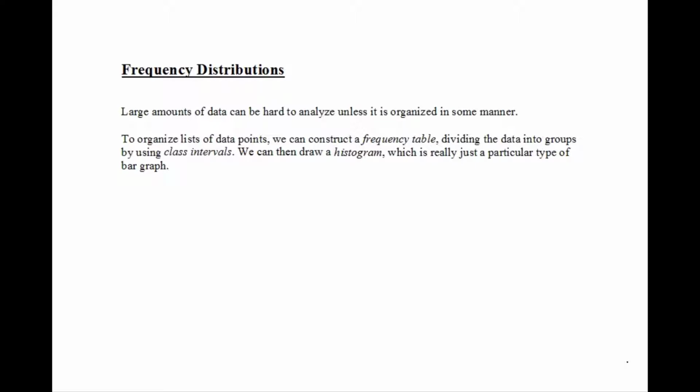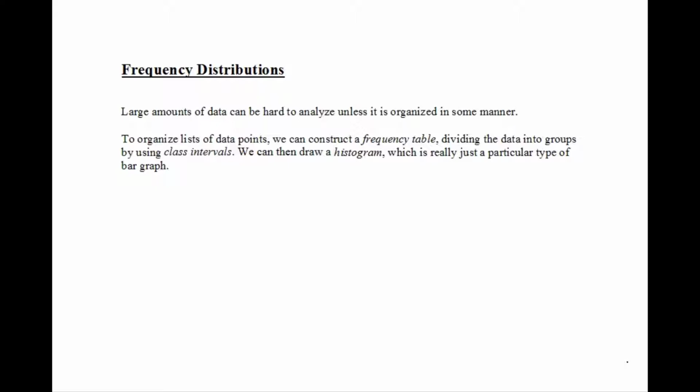We will use a frequency distribution to organize a large amount of data. If you have a whole bunch of data points just in a list, it's difficult to determine what they mean and what data points are most common and most rare unless you organize it into categories somehow. We essentially want to clump nearby data points together.